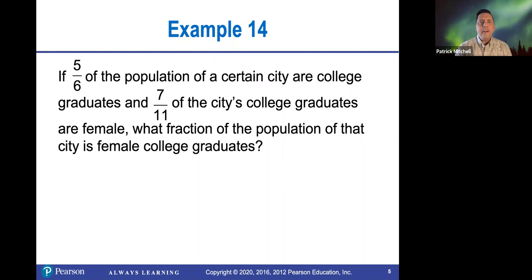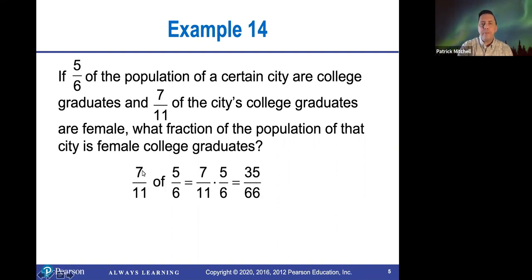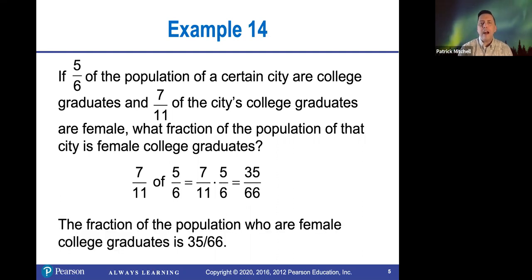All right, here's an example. If 5/6 of the population of a certain city are college graduates and 7/11 of the city's college graduates are female, what fraction of the population of that city is female college graduates? So this is a multiplication problem. It's 7/11 of 5/6. Of tends to translate to multiply. So that gives us 7/11 times 5/6, which is 35/66. The fraction of the population who are female college graduates is 35/66. So a little over half, which would be 33/66, right?